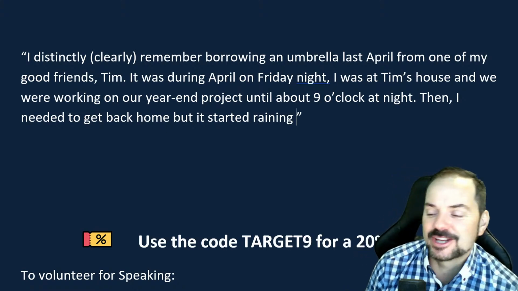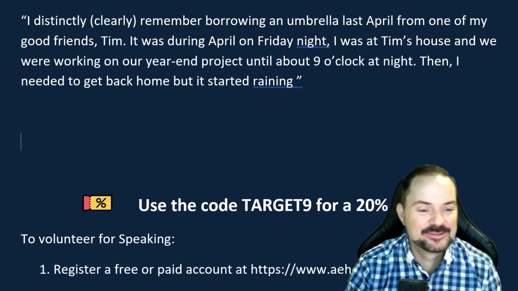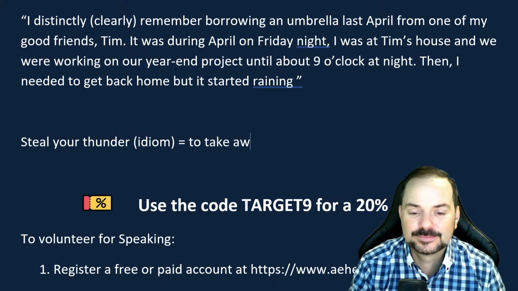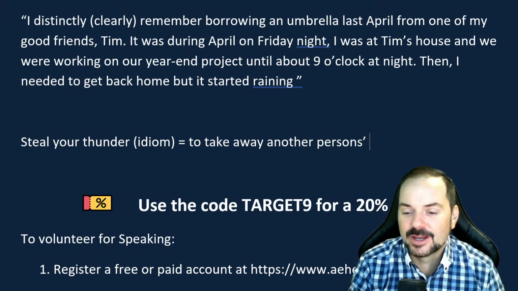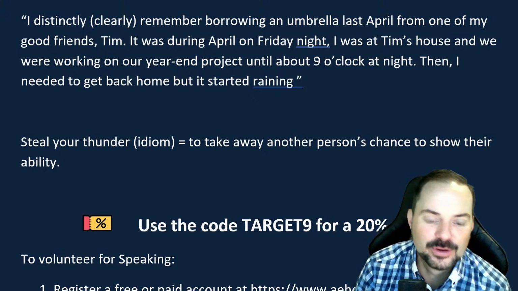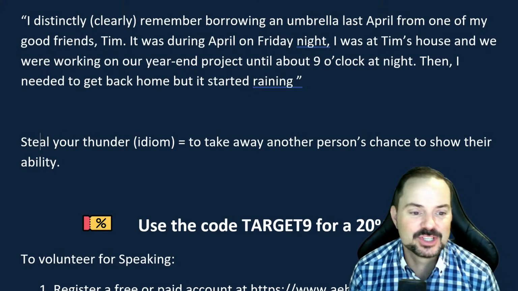but it started raining. Now, there's an expression for this in English. I bet some of you know it, so I don't want to steal your thunder. It's the second time I'm using this idiom, so I'm going to write this down for you. Steal your thunder. This is an idiom that means to take away another person's chance to show that they're really good. Okay, so steal your thunder, it's an idiom that means to take away another person's chance to show their ability.